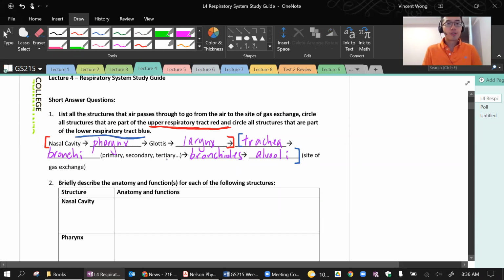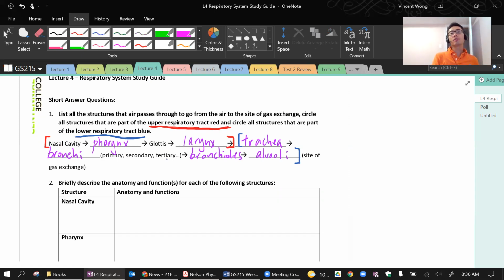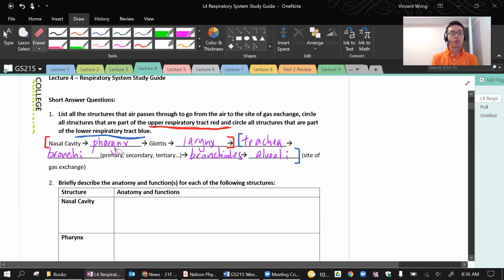If you have an upper respiratory tract infection, it means the infection is occurring in these locations. If you have strep throat, that's basically an infection of the pharynx. If you have a cold, that usually is an upper respiratory tract infection. Those go away relatively quickly.